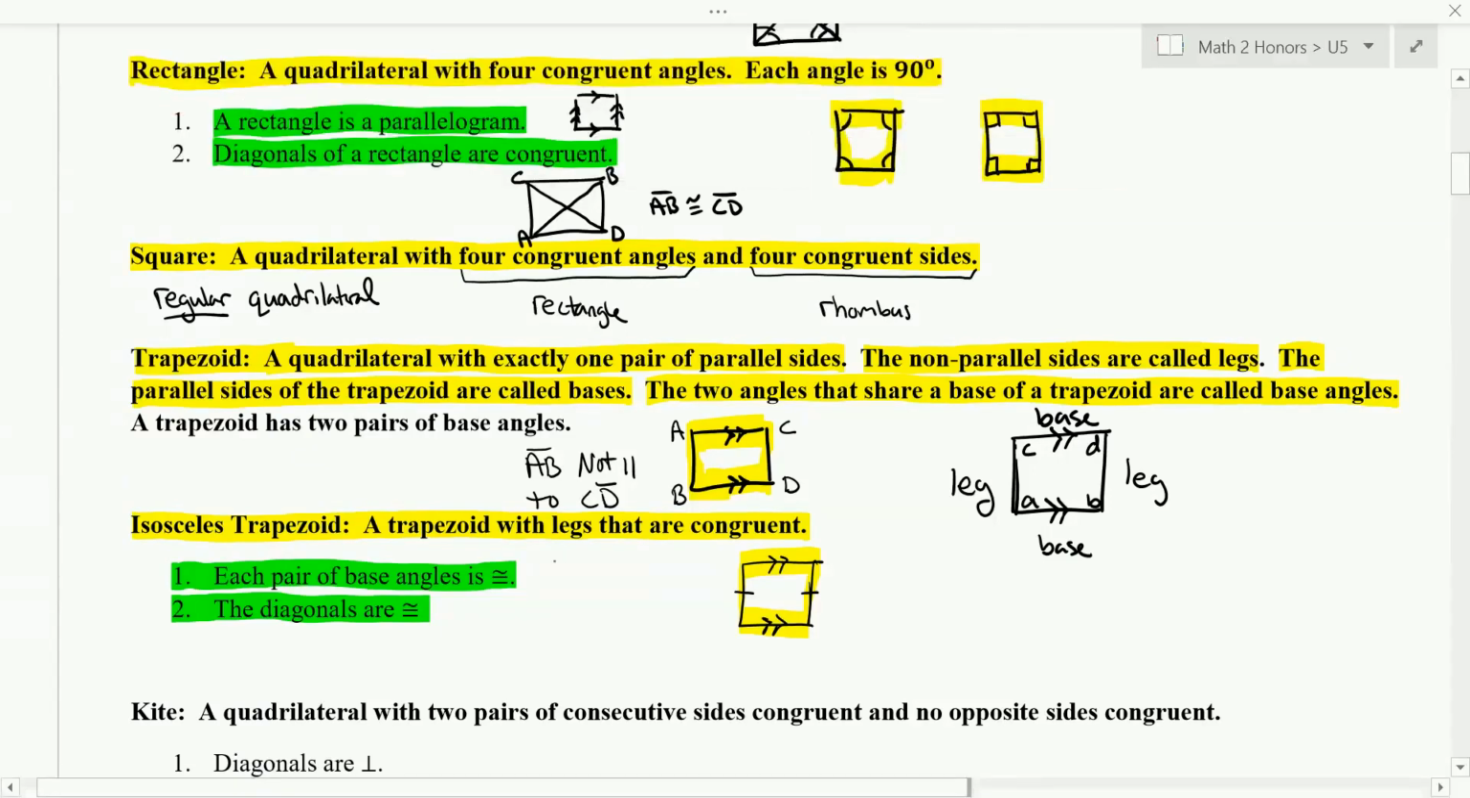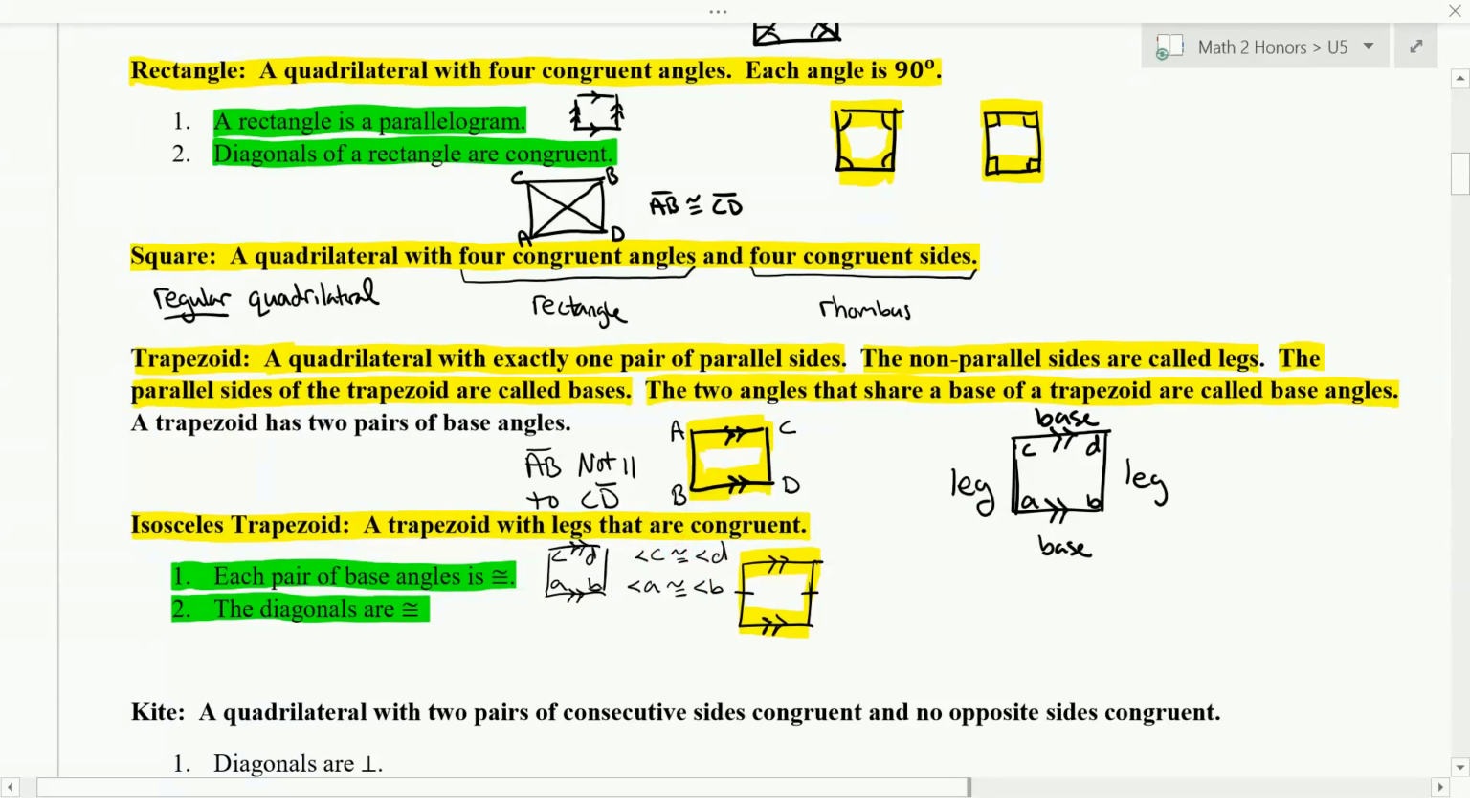So each pair of base angles is congruent, so something like this. If I had my angles A, B, C, and D, we have to know which ones are the base angles, so I have to show which sides are parallel. So this side's parallel to this. And so angle A is congruent to angle B, and angle C is congruent to angle D.